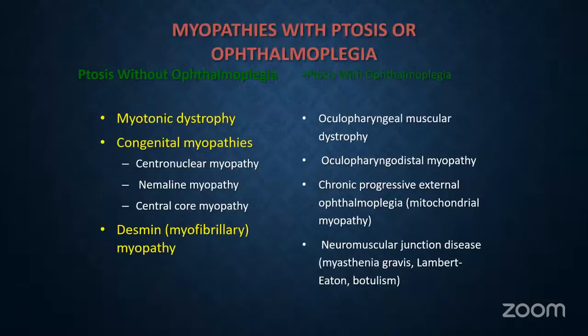Myopathies with ptosis or ophthalmoplegia are myotonic dystrophy, congenital myopathies, and desmin myopathy without ophthalmoplegia. With ophthalmoplegia are OPMD, oculopharyngeal myopathy, CPEO, and neuromuscular junction disease.